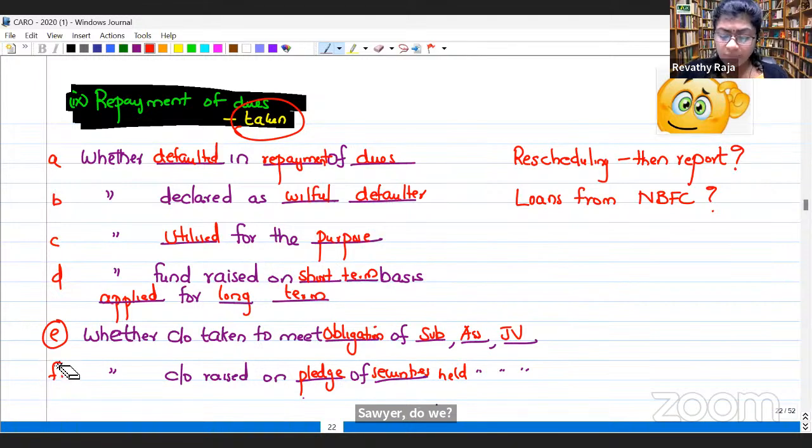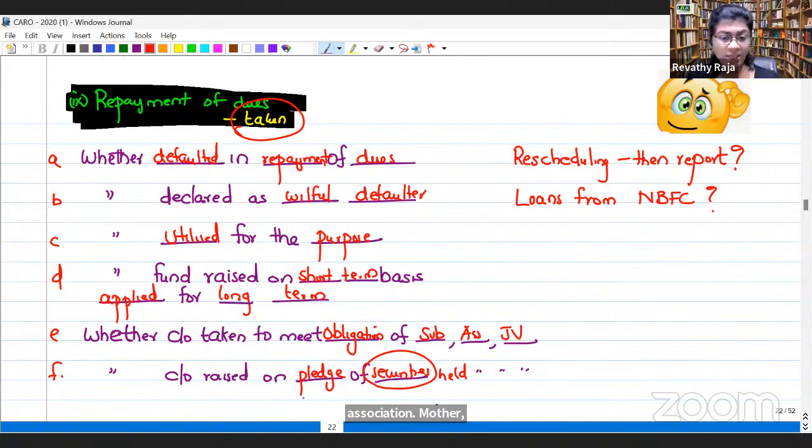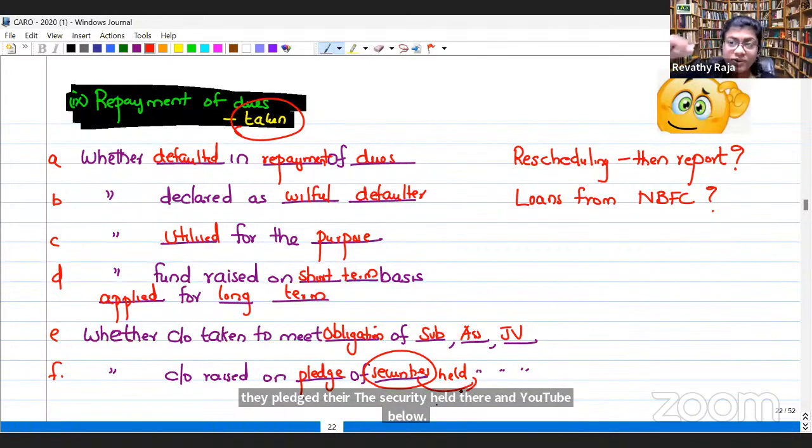Did you understand the difference? E, loan taken for them by us. F, loan taken by us for our own purpose. But what you gave as security for the loan is the security held in subsidiary, associate, JV. Whenever you have a subsidiary, associate, joint venture, there will be some securities held with them. For that loan, you pledged the shares held there, and you took the loan.